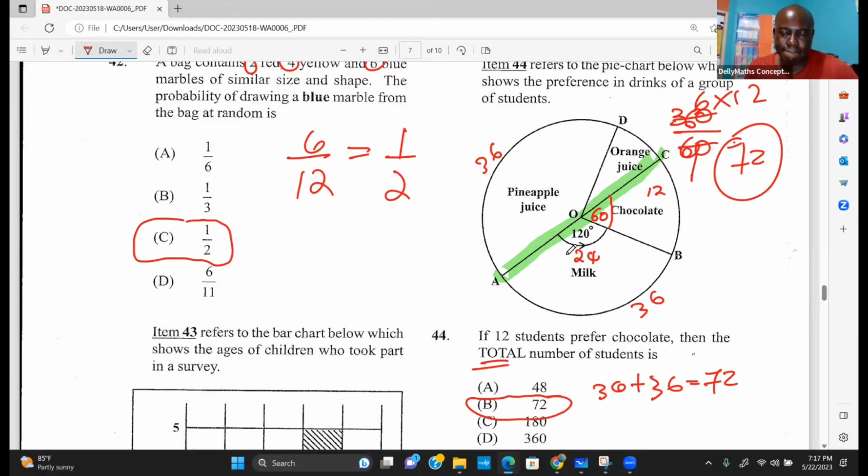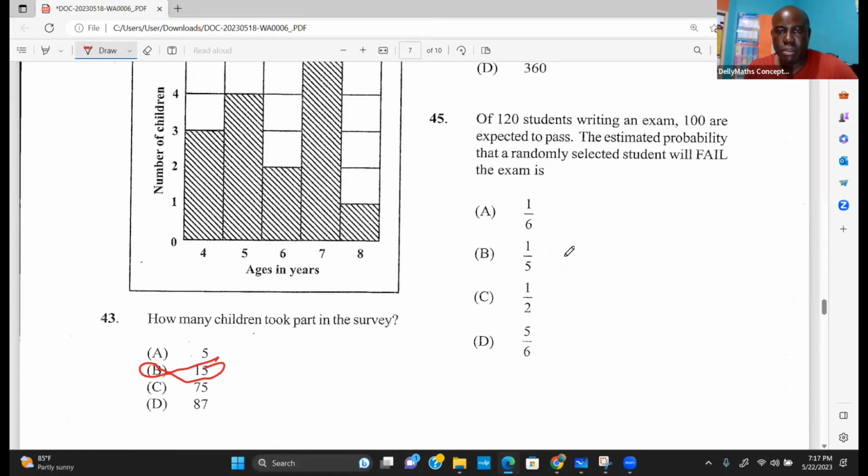All right, let's go. Of 120 students writing an exam, 100 are expected to pass. The estimated probability that a randomly selected student will fail the exam is what? The estimated probability that a randomly selected student will fail.